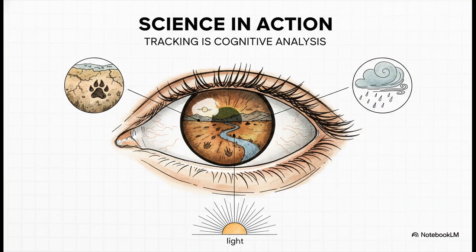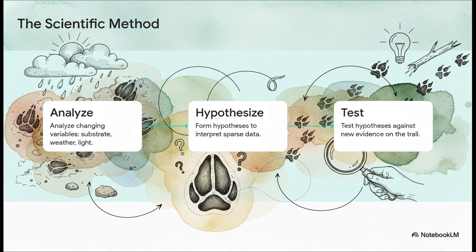So, what does this all add up to? Well, when you start combining an understanding of the ground, the weather, and the light, you begin to realize that tracking isn't just some physical skill, it's actually a cognitive science. A tracker is basically running a scientific experiment in real time. They analyze all these variables, the substrate, the weather, the light. They form a hypothesis, like, okay, I think the animal turned left here. Then they immediately test that hypothesis by looking for the next piece of evidence, constantly refining their theory as they go. The source actually calls this hypothetico-deductive reasoning.